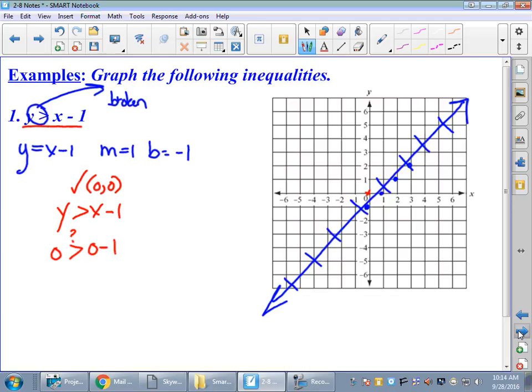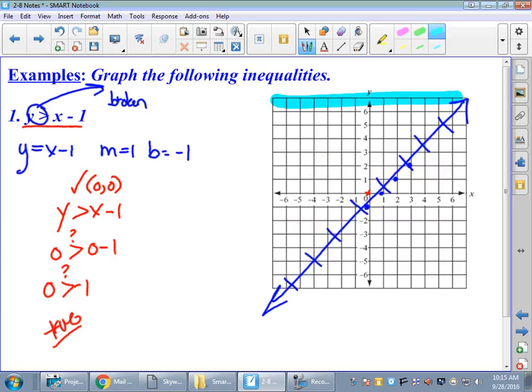I'm not saying it is, I'm asking, is 0 greater than 0 minus 1? And if I simplify that, is 0 greater than negative 1? The answer is yes, that's true. That's a true statement. 0 is greater than negative 1, that is true. And so where 0, 0 lies, that was the ordered pair that represents all ordered pairs above. And so since 0, 0 was true, all of the ordered pairs that are above that line are true.